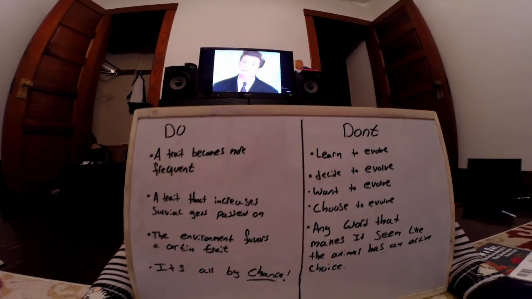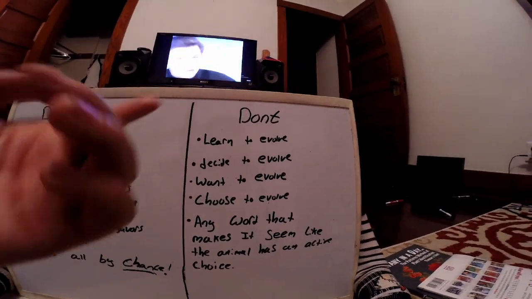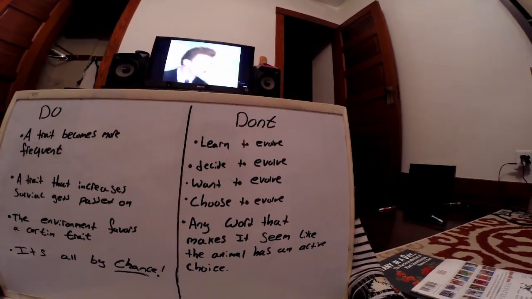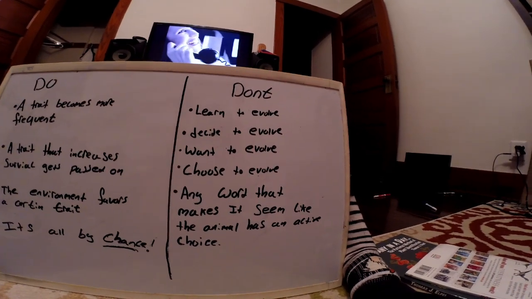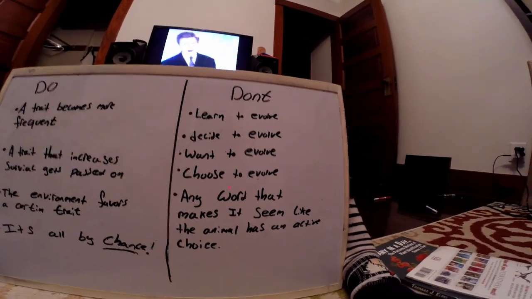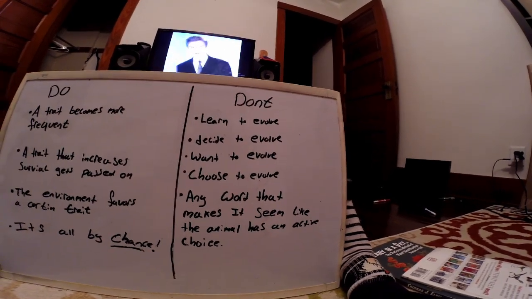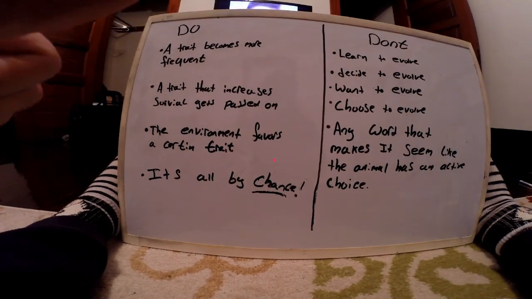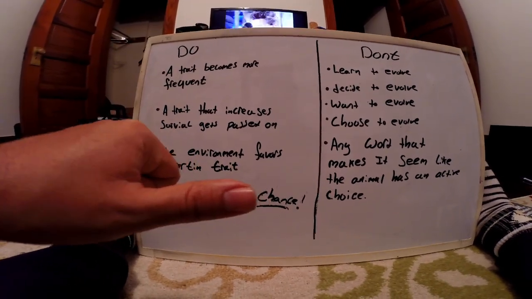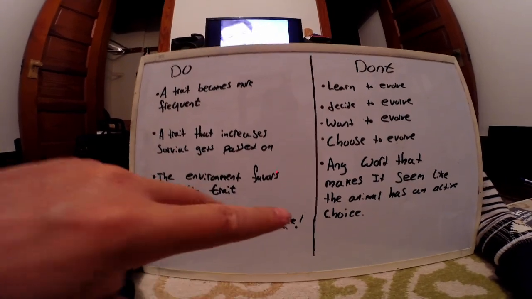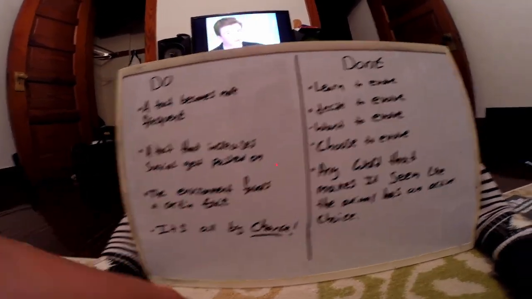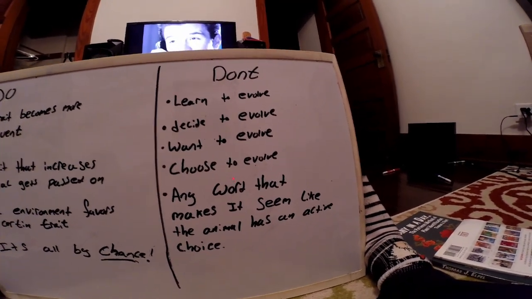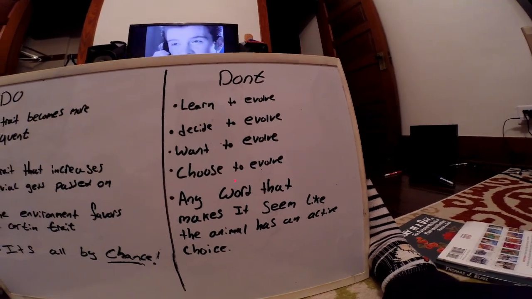That's what evolution is. What evolution is not, the don'ts, is that they learn to evolve, they decide to evolve, they want to evolve, they choose to evolve in a certain way. Anywhere that makes it seem like the animal has an active choice in choosing what trait it wants, that's a no-go when you're explaining evolution, because evolution is all by chance. It's by chance that a certain trait appears in the population, and that trait increases fitness because of the environment it is in. Again, they do not choose how to evolve. It's all by chance on the trait, the environment, and whether it increases fitness or not.